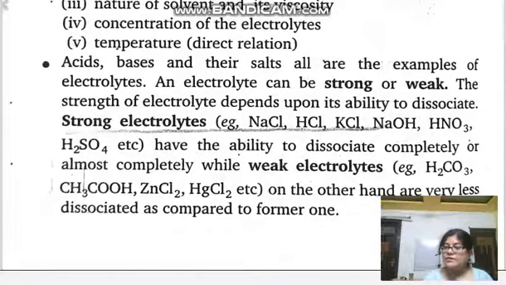An electrolyte can be strong or weak, and the strength of an electrolyte depends upon its ability to dissociate, how much it dissociates into ions. Whether it dissociates completely or partially decides whether that electrolyte is a strong or weak electrolyte. For example, sodium chloride dissociates completely. Hydrogen chloride gives H plus and Cl minus, potassium chloride gives K plus and Cl minus. So they have the ability to dissociate completely or almost completely. All the acids, bases and salts which completely dissociate are termed strong electrolytes.